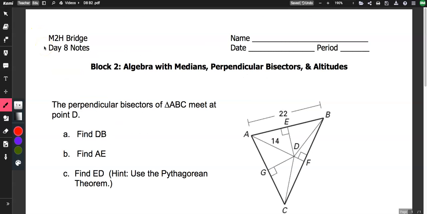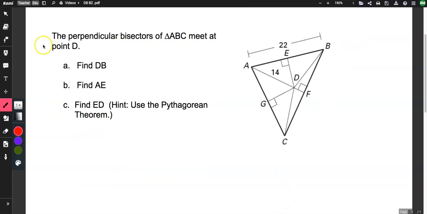All right, hi guys, it's day 8 and we're looking at block 2, algebra with medians, perpendicular bisectors, and altitudes. So we'll use those new vocabulary words to solve a couple of problems here. Short notes, so let's just jump right into this first problem.